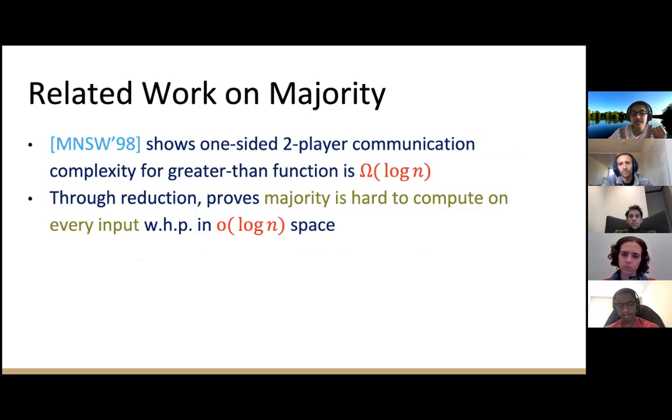Then I want to mention some related work on majority. So this paper showed that one-sided two-player communication complexity for the greater-than function is omega log n. And this is when Alice and Bob both have log n bit inputs, and they want to see if Alice's input is greater than Bob's input. And through a simple reduction, this proves that majority is hard to compute on every input with high probability in less than log n space.